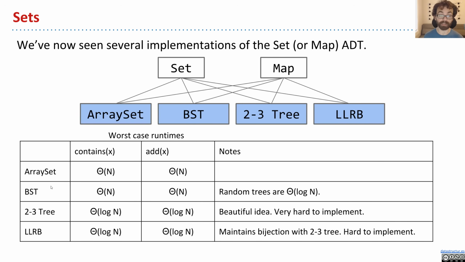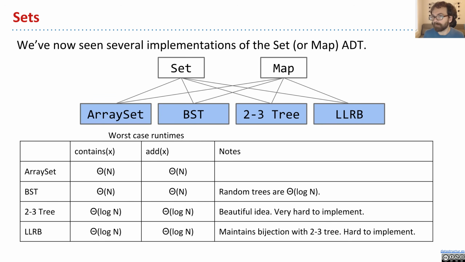Pretty easy to implement, but the bad news is that the worst case runtimes for our contains and add operations, if we're talking about a set, are theta n. Now we do have the caveat that randomly generated trees are theta log n, but it's not safe to assume our trees are random. So we came up with the idea of the 2-3 tree. Those were cool. They're beautiful. Real nice, simple idea, and they gave us this runtime that was theta log n, but they're hard to implement.